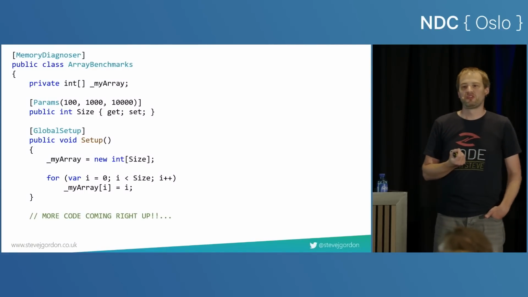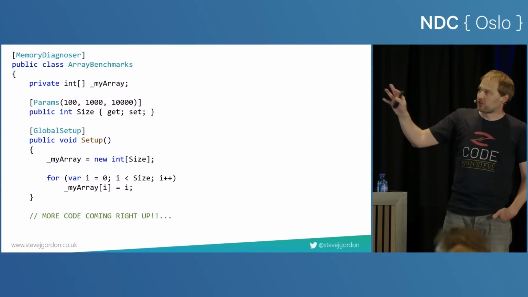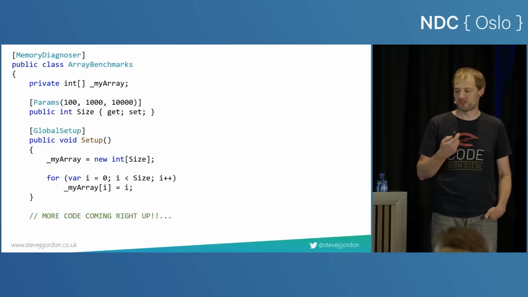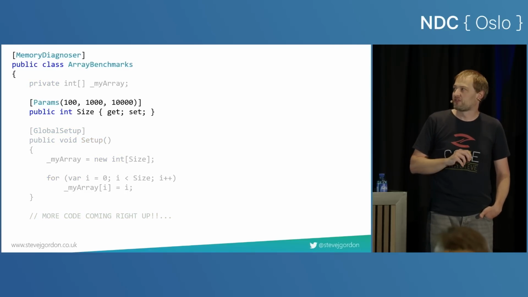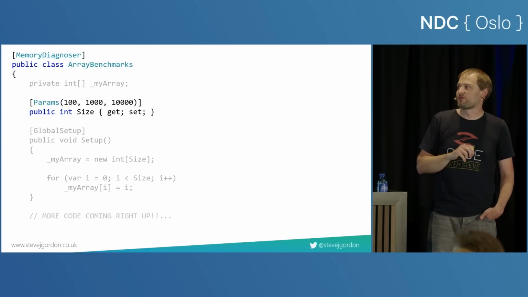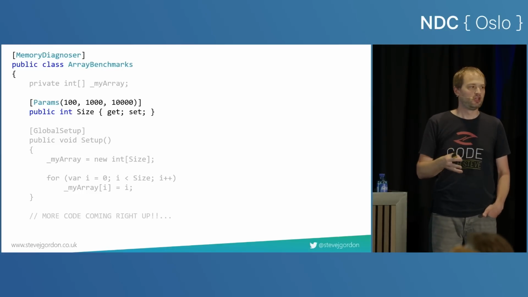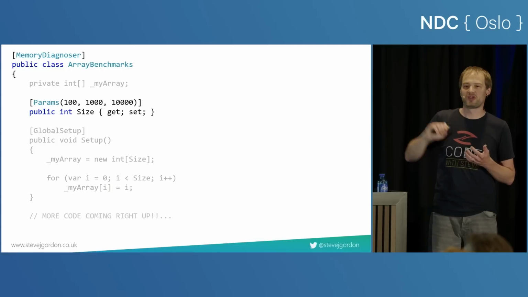So the first thing, as we learned earlier, is that we should measure before we make any assumptions about what we're doing. So here, this is a slightly more advanced version of benchmarking. This is our setup for our benchmarks. The first new thing on this slide is this size property that has a Params attribute. And this has 3 different values. What this allows us to do is say to BenchmarkDotNet, we want you to run this benchmark 3 times with these 3 different sizes.